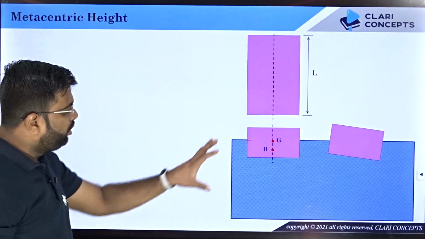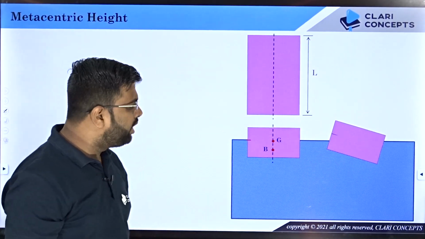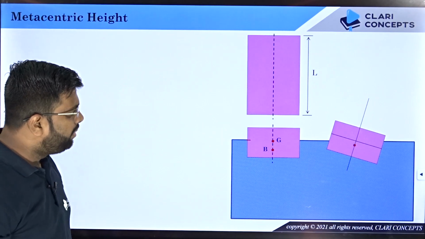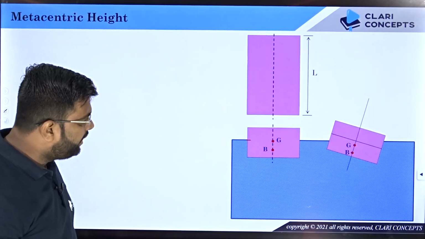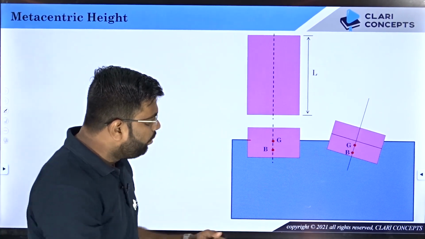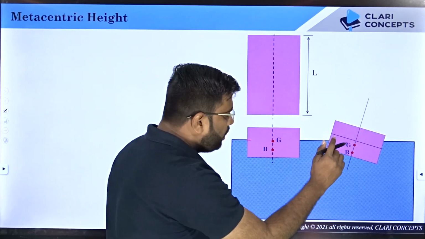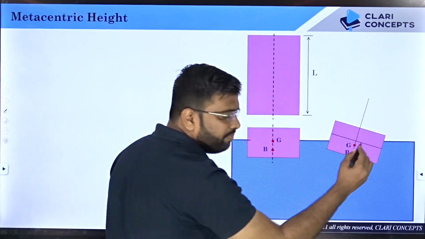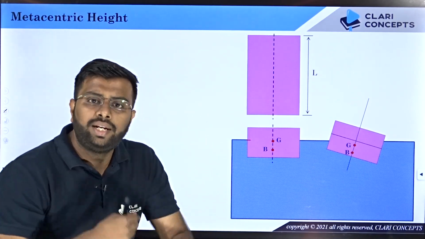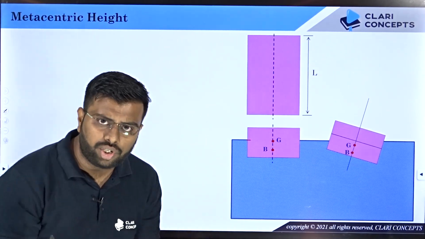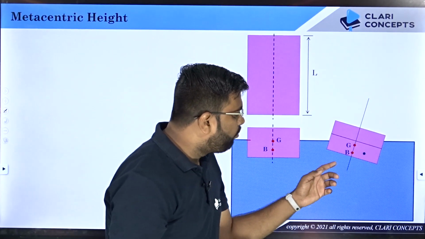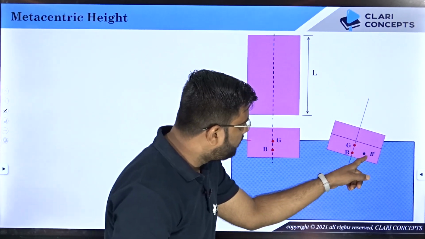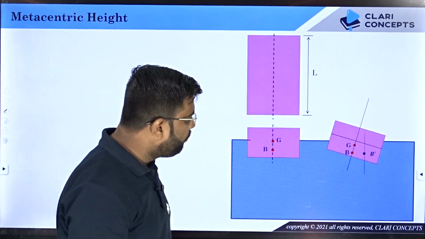Then if you tilt the body by some inclination angle, theta for example, let me draw the various points. G and B are as they are. Now when it is tilted by some angle, you see the shape of the body inside the water has changed. And when the shape changes, the centroid of the shape will also change. That means the center of buoyancy will also change. So the new buoyancy point is B dash, somewhere over here, where the buoyancy force acts.